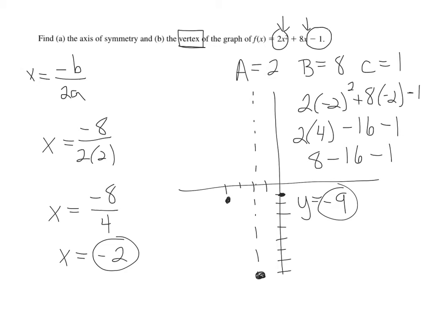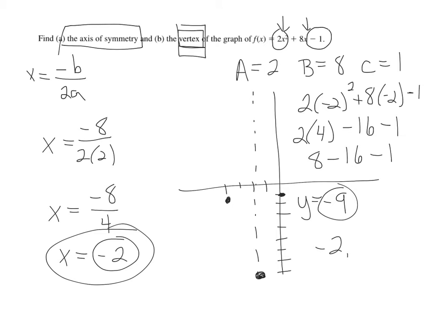Now the next point that I want to bring up really is way above and beyond what we've done already. We've come up with the axis of symmetry. The axis of symmetry is x equals -2. We found the vertex. Our vertex was at -2, -9. And that's how you do the first one. Let's look at the second example.